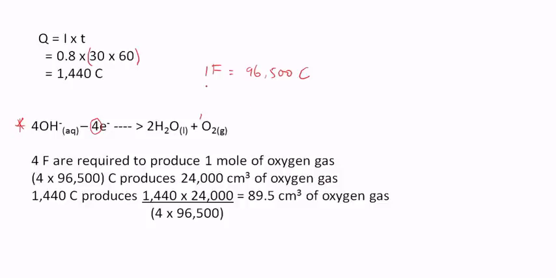Alright, this was given in the question. So 1 mole of a gas, right, at RTP is 24 dm cube, and 24 dm cube is simply 24,000 cm cube. And we had worked out the charge as 1440 coulombs. Therefore 1440 coulombs produces, you have to cross multiply, so we need to take the 1440 multiply by 24,000 divided by open brackets 4 by 96,500. And when we work this out, we get 89.8 cm cube of oxygen gas.